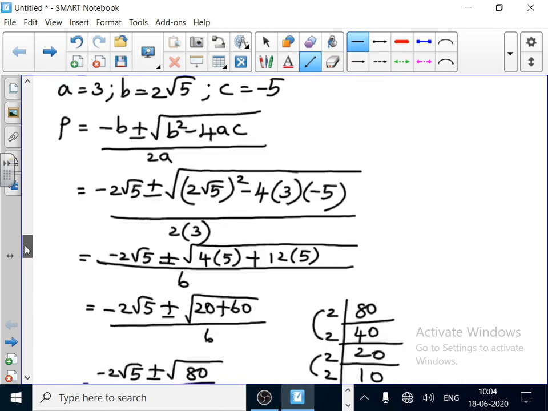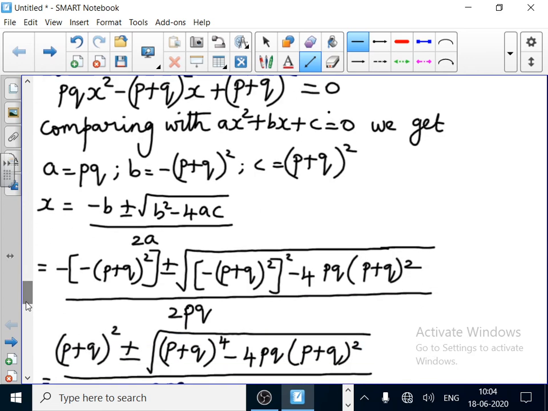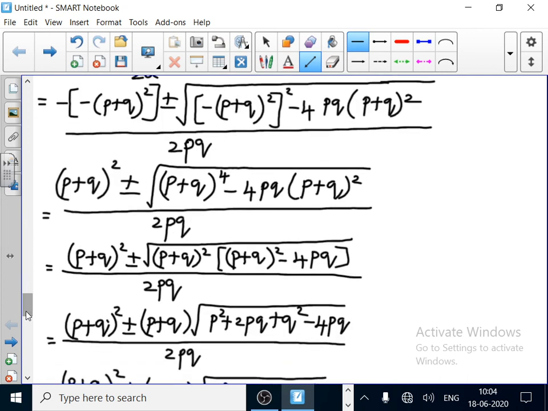Once again we recall the sum. This is the quadratic equation they are giving: pq x square minus p plus q whole square into x plus p plus q whole square. So comparing with the standard form, we are having a equal to, b equal to, c equal to. Substitute in the formula. For b, you already have a minus symbol, so I use this square bracket. After this minus, you have to simplify. Inside the square root symbol, it will become p plus q whole power 4.